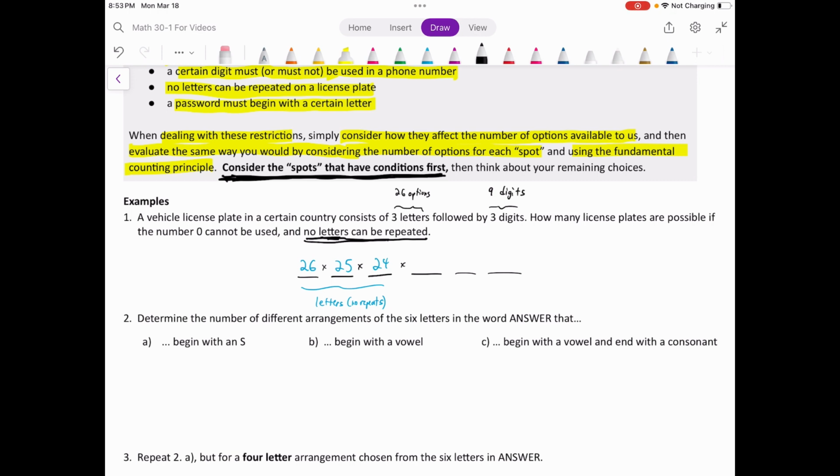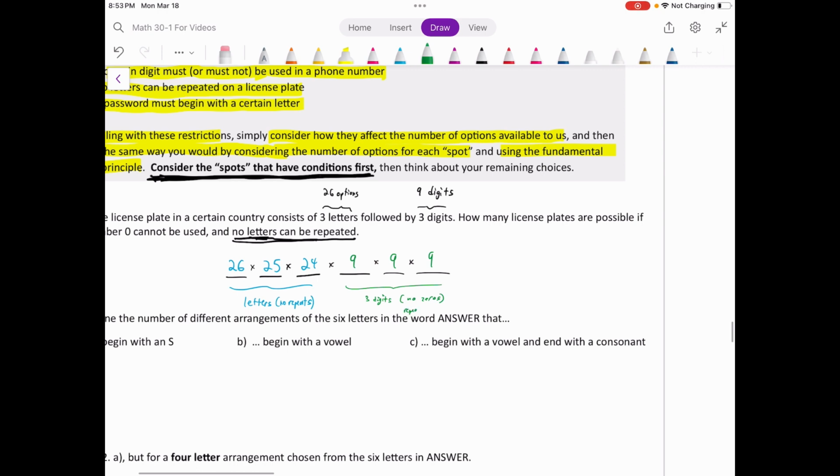So how many options do I have for my first digit? Well, 9, 1 to 9, right? How many do I have for my second digit? Still 9, because I can repeat them, right? So if I wanted, I could go 1, 1, 1 or 2, 2, 2, or 1, 1, 2. Okay, 9 options again for the third one, right? So 3 digits with no zeros, but repeats are allowed. So I'm not losing a digit every time I choose one.